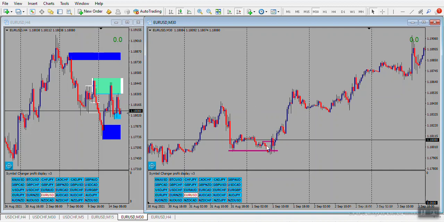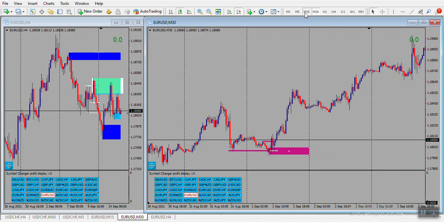Look at what happened here. Price took liquidity with a pin, and pushed up immediately with an impulsive move, breaking this swing high. So what are we going to do? We are going to mark this last bearish candle before this upward push. Mark it out. That is where we're waiting for price to come before we buy.